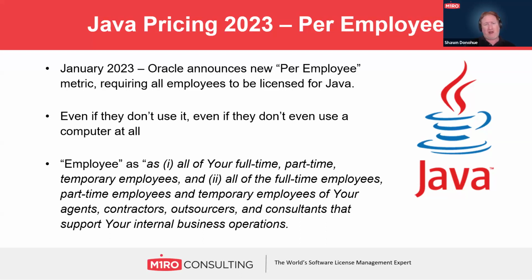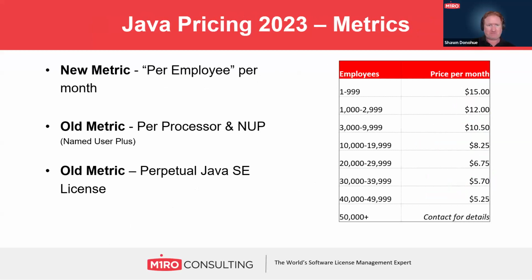But I say that because I want you to remember that part of it. It's not just your employees. It's your employees and people adjacent, pretty much. So like I said, it's now licensed per employee. And I've got the pricing there on the right. That's the price per month. You can see you get a bit of a price break as you have more and more employees. But if you do the math there, it can add up to millions of dollars for your organization, depending on how many employees you have. And like I said, you might also see another old metric called perpetual Java SE license. But the important point to remember is it is per employee now.